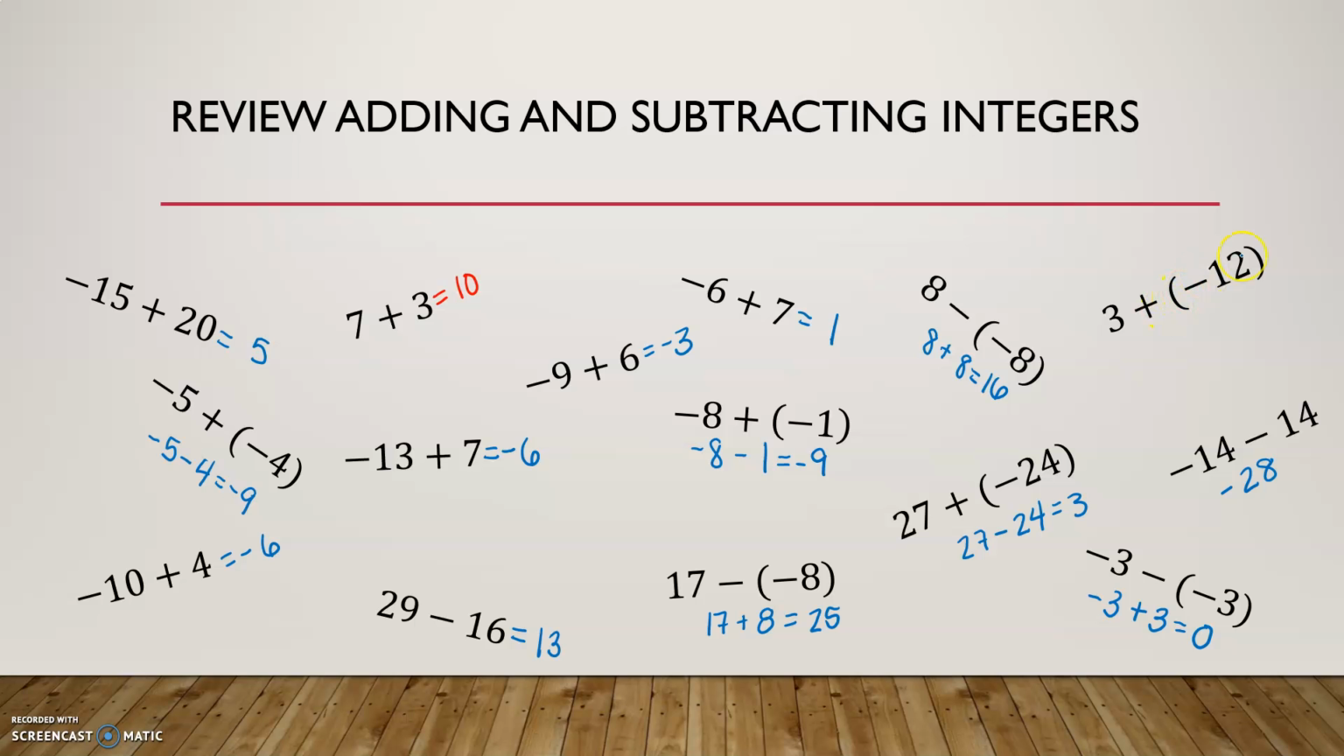3 plus negative 12. Positive and a negative make a negative. And so I'm going to subtract these. 12 minus 3 would give me 9. And then I would keep the sign of the bigger number, so negative 9.